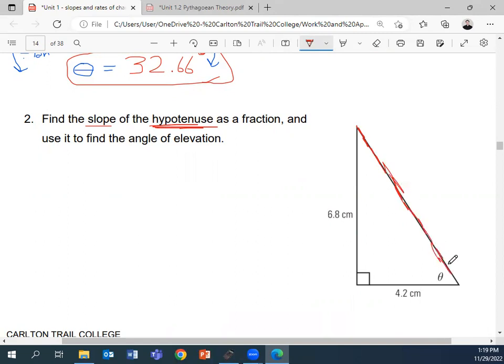as a fraction. My slope is my rise over run. What's my rise here? Okay, what's my rise of that triangle? 6.8, you betcha, right? That's going up, right? So it's 6.8 over 4.2. Right, okay, I found my slope of this line here.